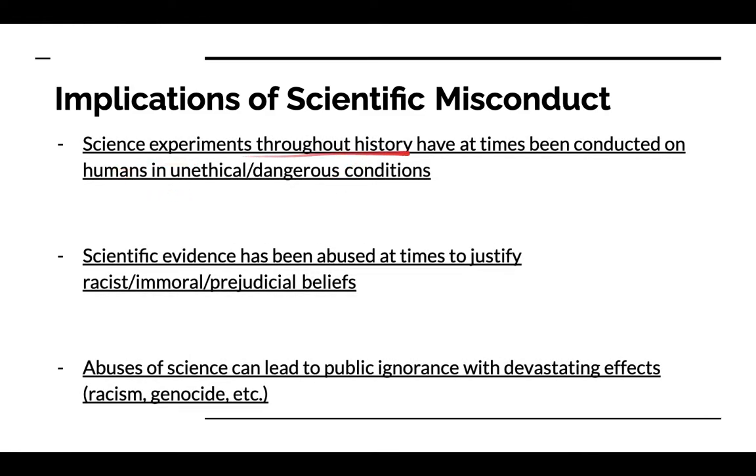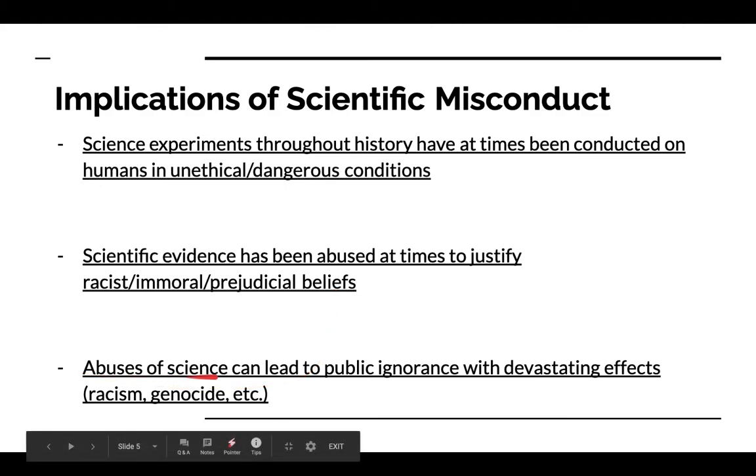So science experiments throughout history have at times been conducted on humans in unethical or dangerous conditions, as we saw with Nazi experimentation, and as you will see in your research report activities for this lesson. In addition, scientific evidence can be abused at times to justify racist, immoral, or prejudicial beliefs, again, such as the Jim Crow laws or such as the Aryan purity laws of Nazi Germany. And then abuses of science can lead to public ignorance of devastating effects.